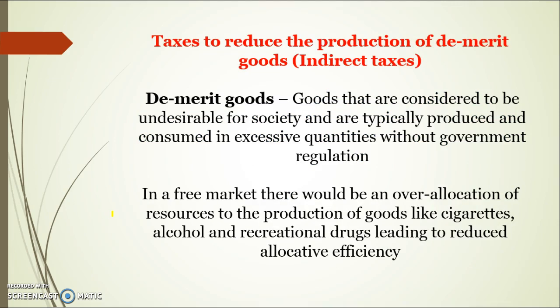So demerit goods are goods considered to be undesirable for society and are typically produced and consumed in excessive quantities without government regulation. So in a free market, there will be an over-allocation of resources to things like cigarettes, alcohol, recreational drugs, and that's bad for allocative efficiency because it can lead to incidents of crime and violence, and in the case of cigarettes, passive smoking and the health costs associated with that.